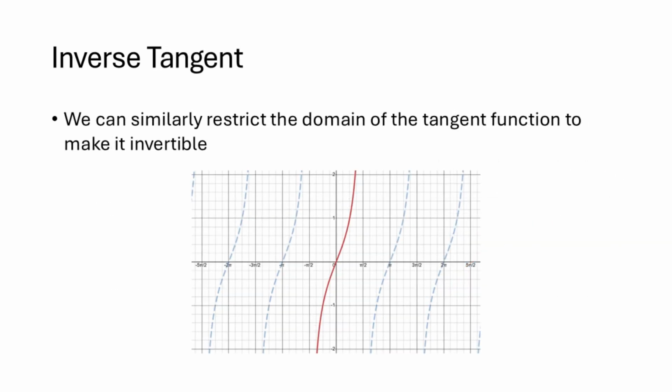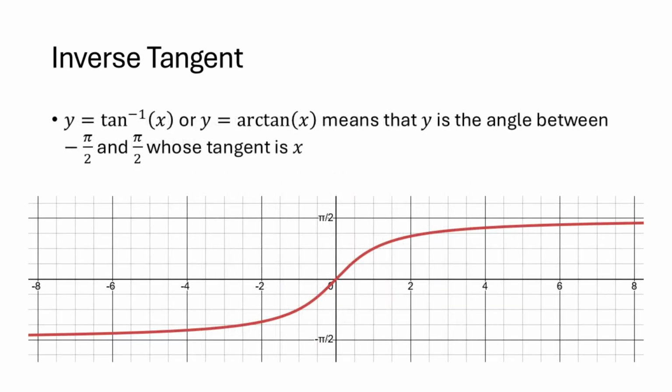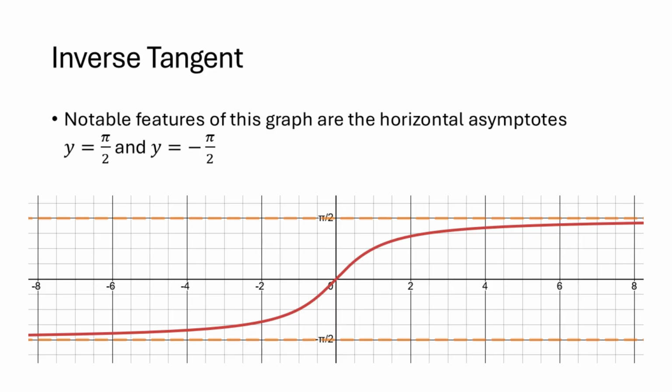Now we can do something similar for the inverse tangent function. We can restrict the domain of our tangent function, again between minus pi over 2 and pi over 2. That makes the function invertible, and that lets us construct inverse tan of x, or arctan of x. And when we say y equals the inverse tan of x, that means that y is the angle between minus pi over 2 and pi over 2, whose tangent is x. One notable feature of the inverse tangent function is that it has horizontal asymptotes y equals pi over 2 and y equals minus pi over 2.